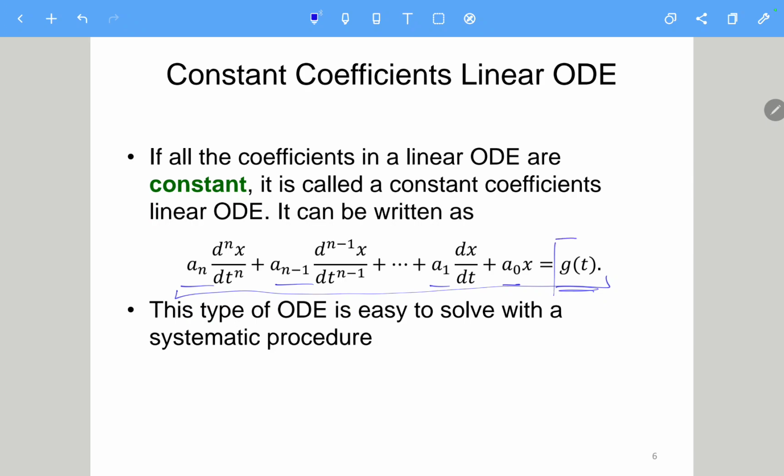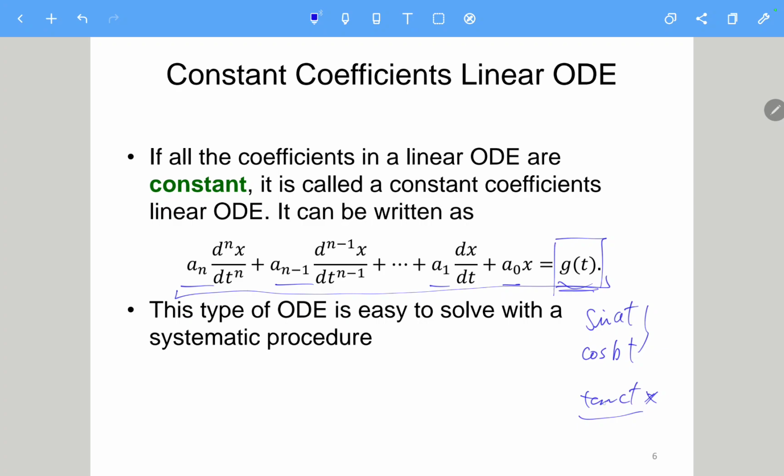Of course, for g of t, we only have solutions for some specific types of function. If g of t is a constant, it is easy to solve, and if it is an exponential function, it is easy to solve. If it is a polynomial of time, it is easy to solve. If it is sinusoidal, like sine of at or cosine of bt, then this type of function is easy to solve. But how about tangent of t? For this type, we don't have a quick solution.